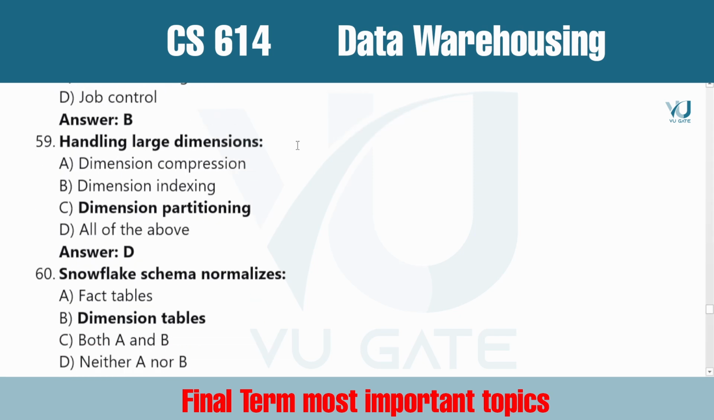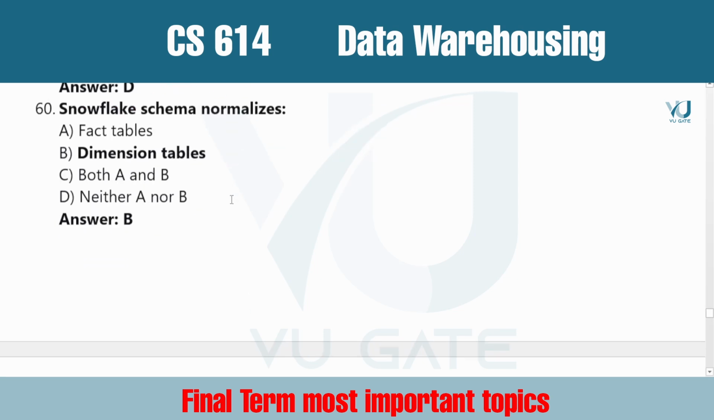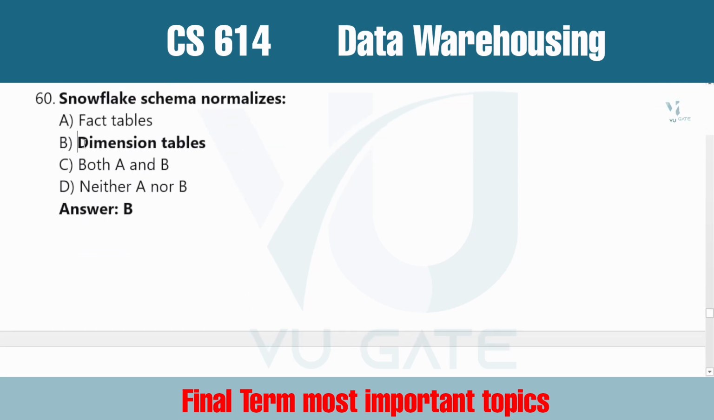Question 59, handling large dimensions. The correct answer is option D, all of the above. Question 60, Snowflake schema normalizes. The correct answer is option B, dimension tables.